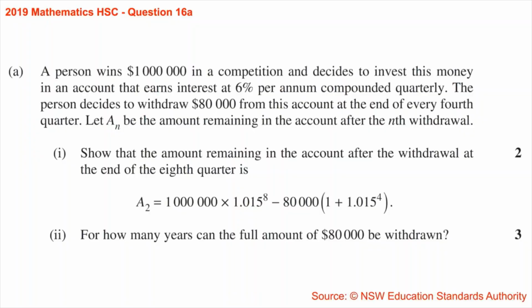Part 2. For how many years can the full amount of $80,000 be withdrawn?